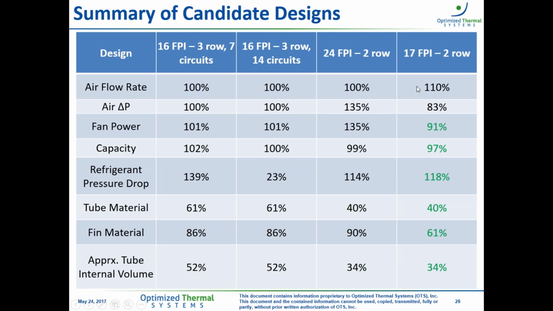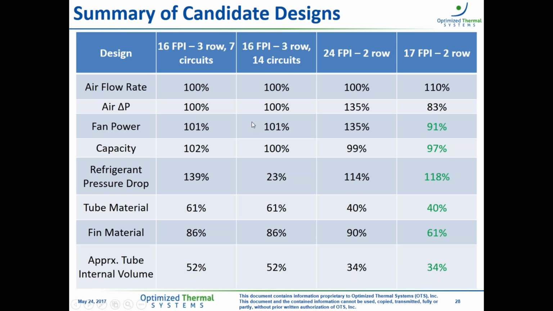As just a starting point, as one possible configuration that we could consider, I look at what happens if we were to increase the airflow rate and decrease the fin density. So if we go down from 24 fins per inch down to 17 fins per inch, here's a design that is able to accommodate more airflow rate at still a lower airside pressure drop than the baseline. It has a lower fan power than the baseline. So there's some more room for optimization and refinement here, and still has acceptable capacity, refrigerant pressure drop, and we're able to make use of this 2-row design that's significantly reducing our material consumption and our internal volume.